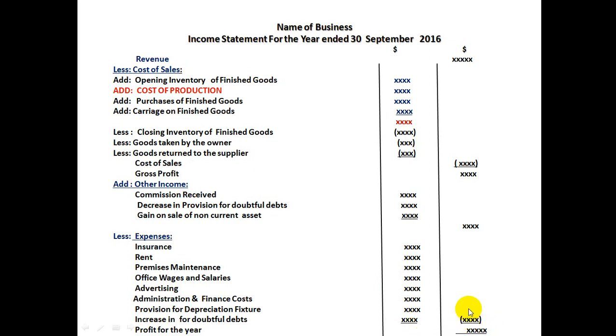This total is to be subtracted and the other income total is to be added to this gross profit, and this is how we get profit for the year, which is our actual revenue for a manufacturing business income statement.